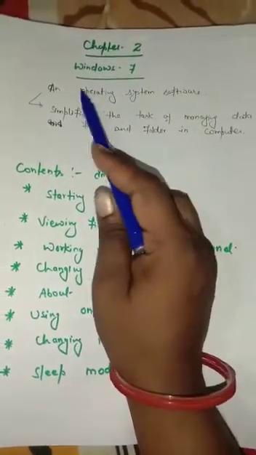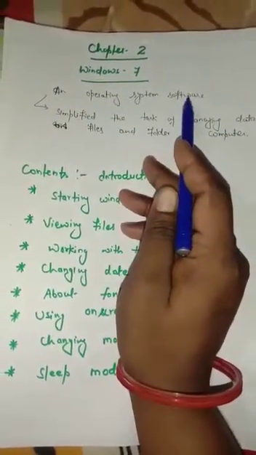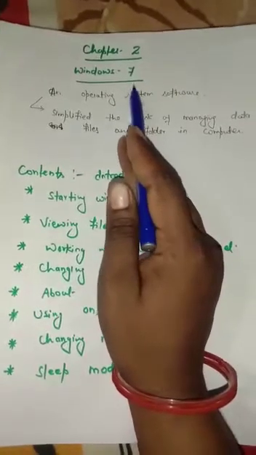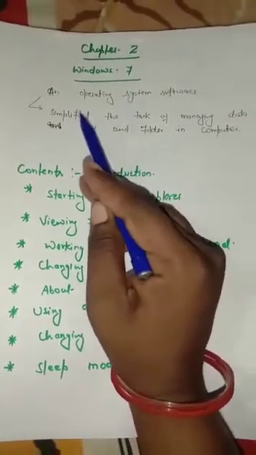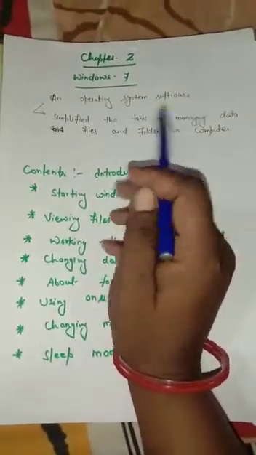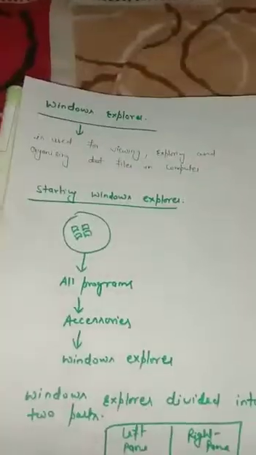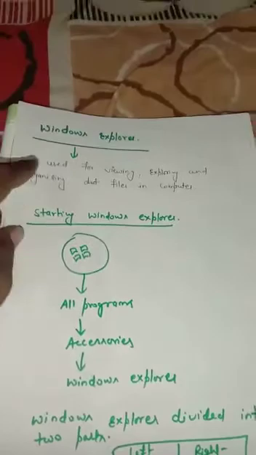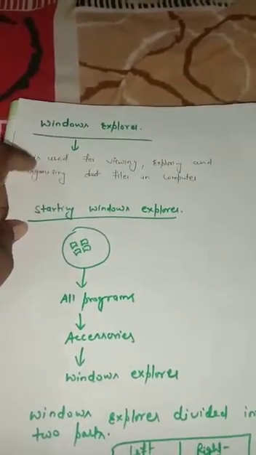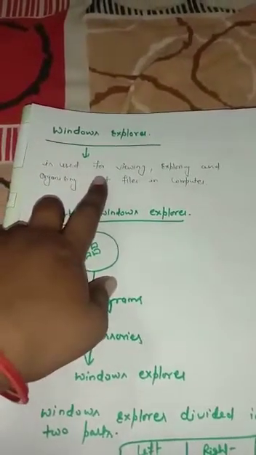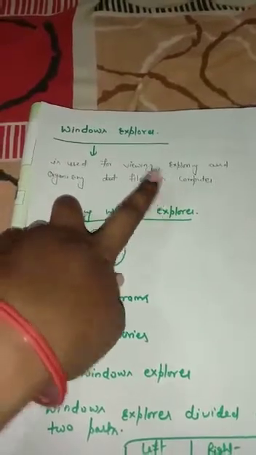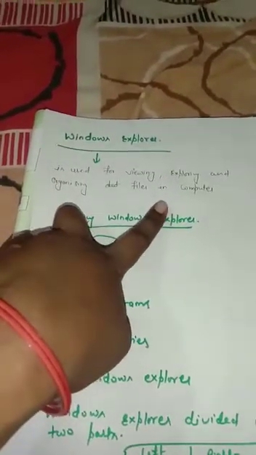As we all know, Windows 7 is an operating system software. It helps us to work with computers, and it has also simplified the task of managing data files and folders in computer. Here we are going to talk about the first topic, which is Windows Explorer. Windows Explorer is used for viewing, exploring and organizing files in computer.